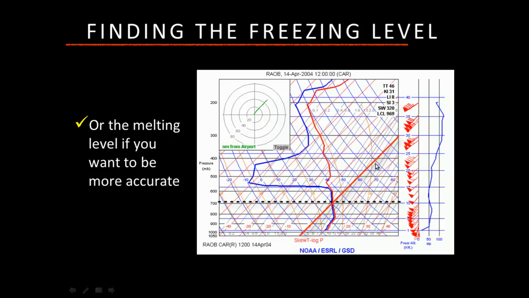You see that here because I highlight it. And what you want to do at that point is find out where the environmental temperature, the squiggly red line, essentially crosses the 0 degree isotherm, and you can read that off around 10,000 feet. So it's pretty easy, pretty quick to find that.